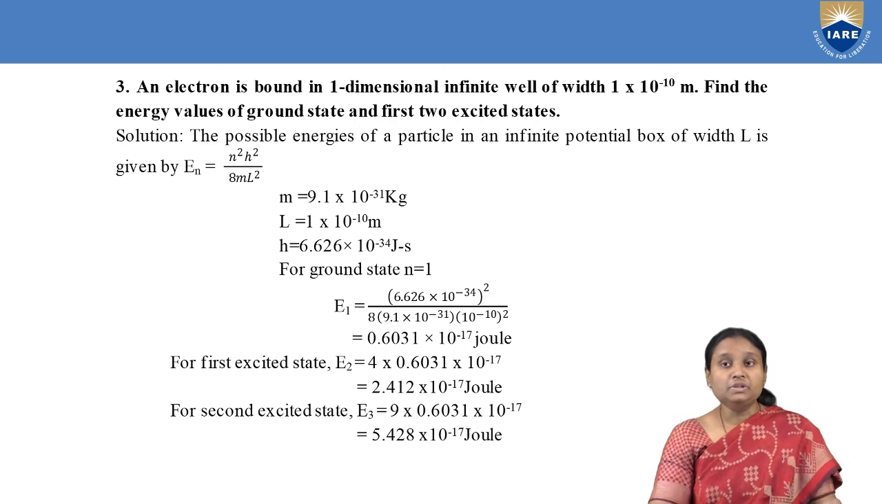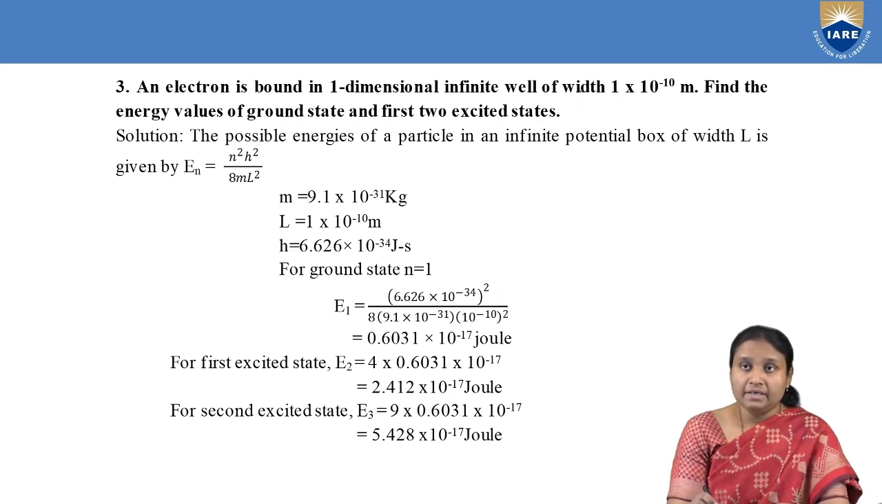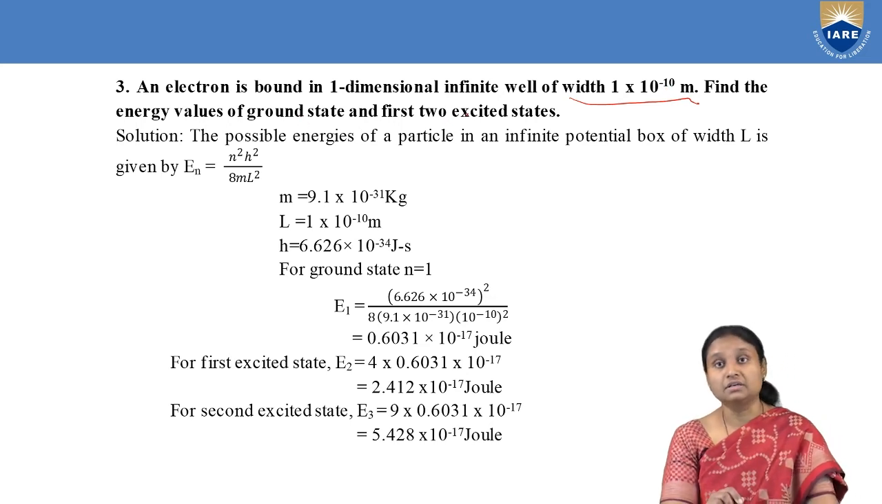Then coming to the third problem. In the third problem, we were given, of course, a one-dimensional potential box. Here also we are dealing with an electron, and we were given the width of the box as 1 into 10 power of minus 10 meters. Here we were asked to find the ground state as well as the first two excited state energies.